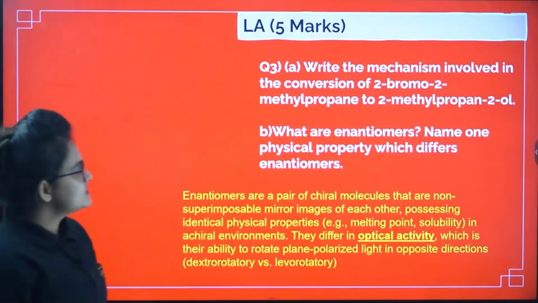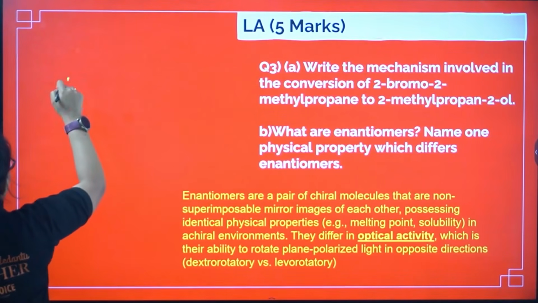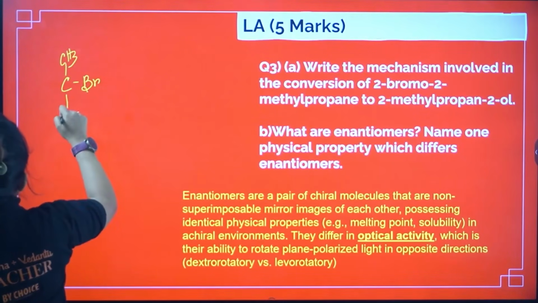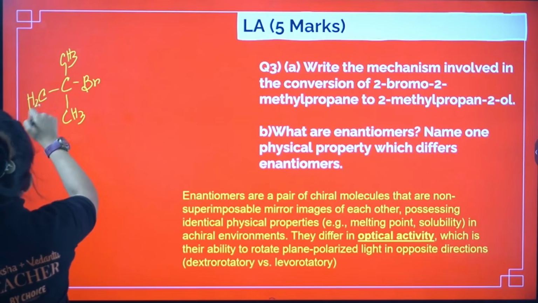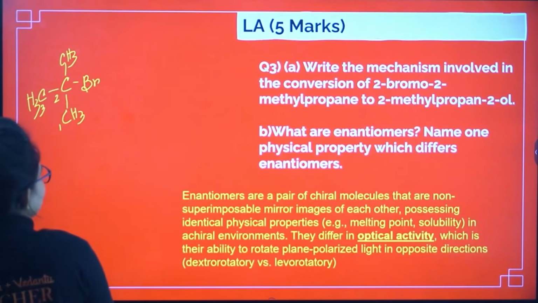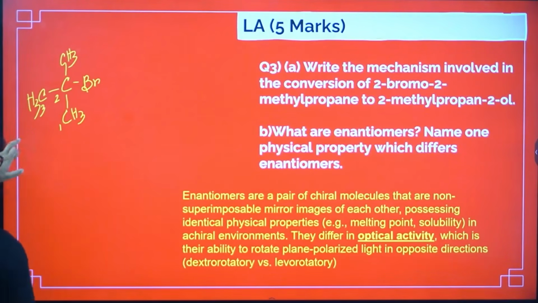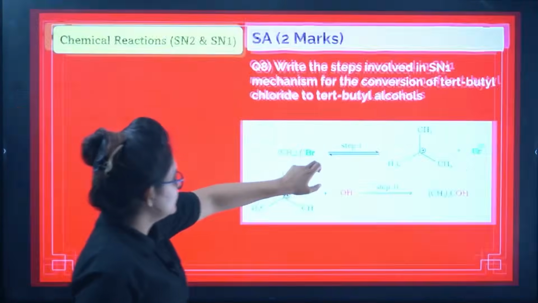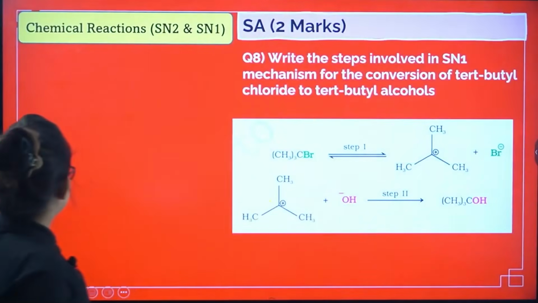Okay, write the mechanism involved in the conversion of 2-bromo-2-methylpropane. This particular thing we did already. Here you can see 1, 2, 3, if I just name it, 2-bromo-2-methylpropane. So definitely this will undergo SN1 type of mechanism. We already did it here. Let me just show you again. The same mechanism will be followed over there to get the alcohol. Okay, so yeah, let's proceed.